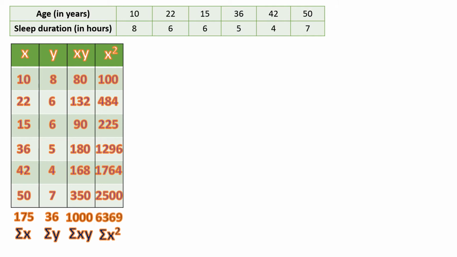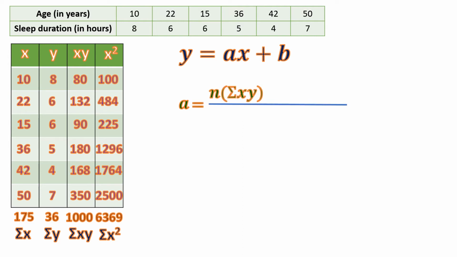And then we're going to find the equation. So this is the equation that we are after, the regression equation. And to find this, we need this formula. A equals n times sum of xy minus the sum of x times the sum of y. So it's kind of similar to the Pearson correlation formula.